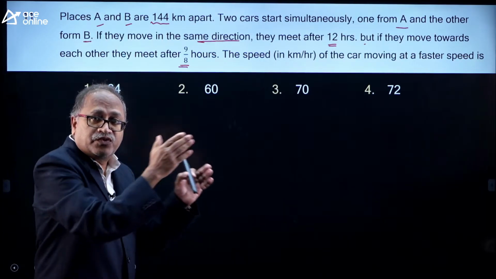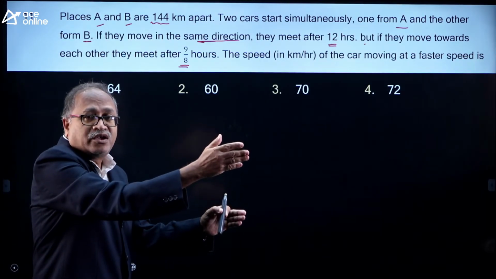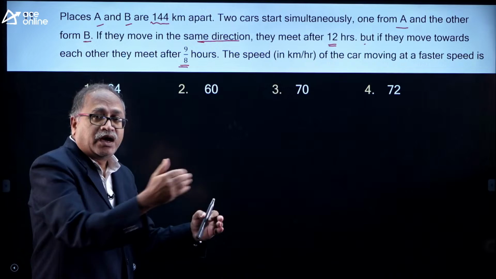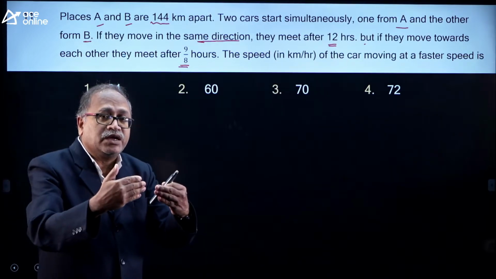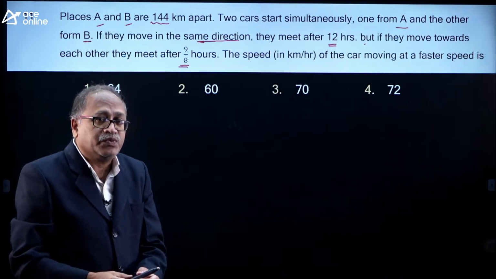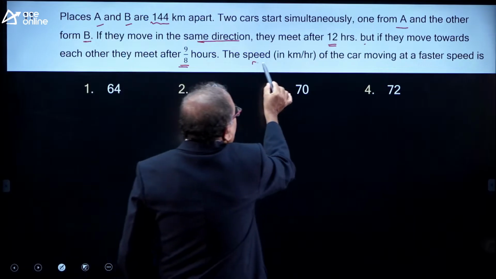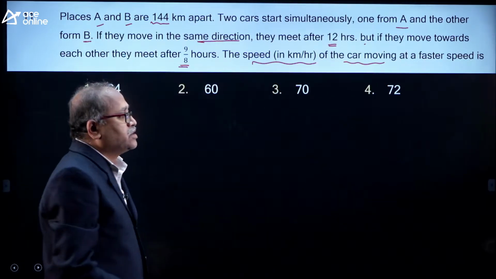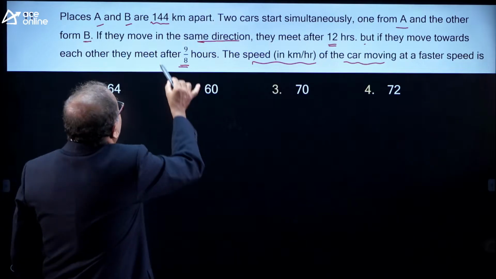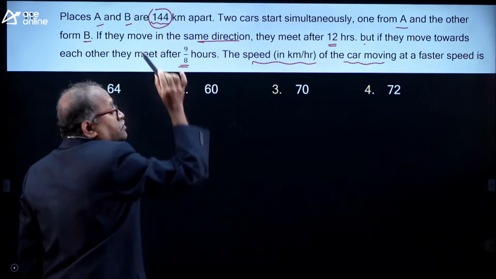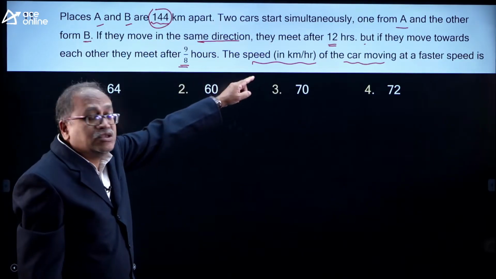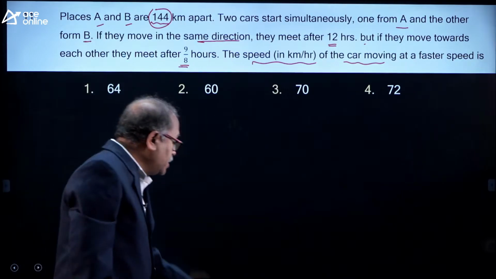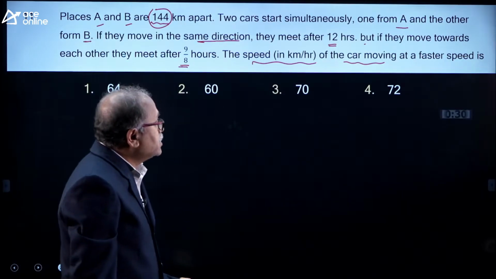In one case moving in the same direction, so A minus B is the speed, and in the other case they are moving in the opposite direction, the speed is A plus B. Okay. Find the speed in kilometer per hour of the car moving at the faster speed. We have the distance over here and distance by time is equal to speed. Here your 30 seconds start.